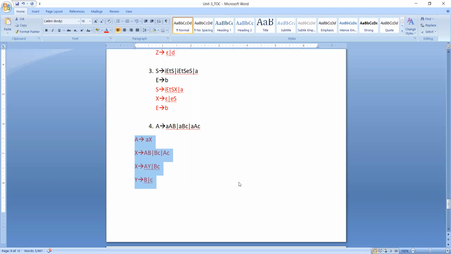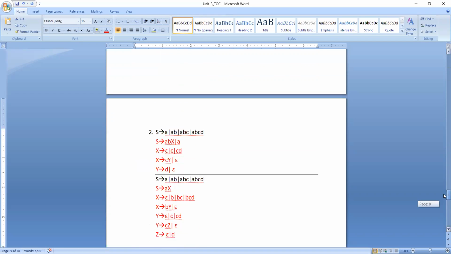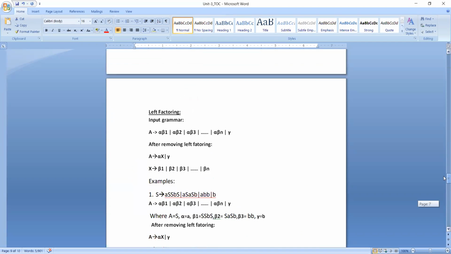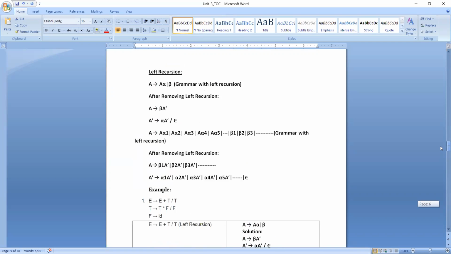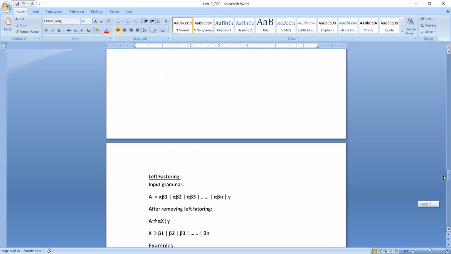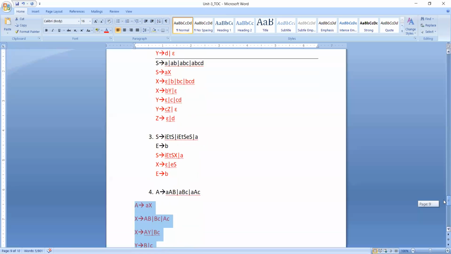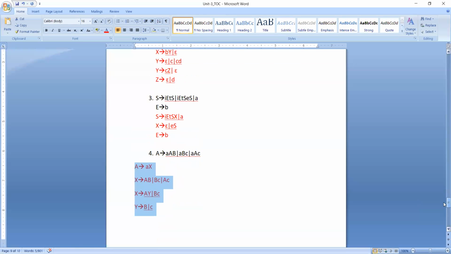So that's it for today's class, where we have seen how we are going to remove the left factoring as well as left recursion present in the grammar. Let me repeat again. The main reason why we are removing the left recursion and left factoring present in the grammar is that the parsers are not able to parse if the grammar is either ambiguous, or if the grammar has either left recursion or left factoring. So that is the reason why.